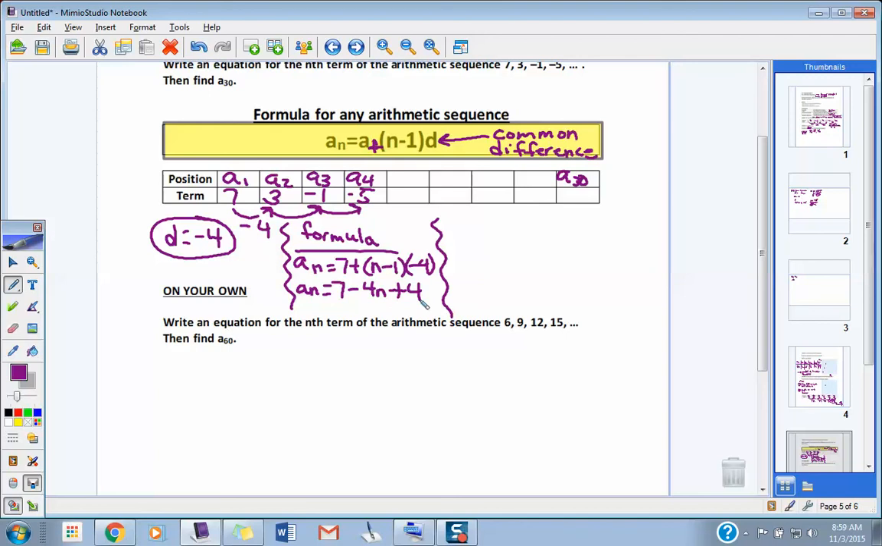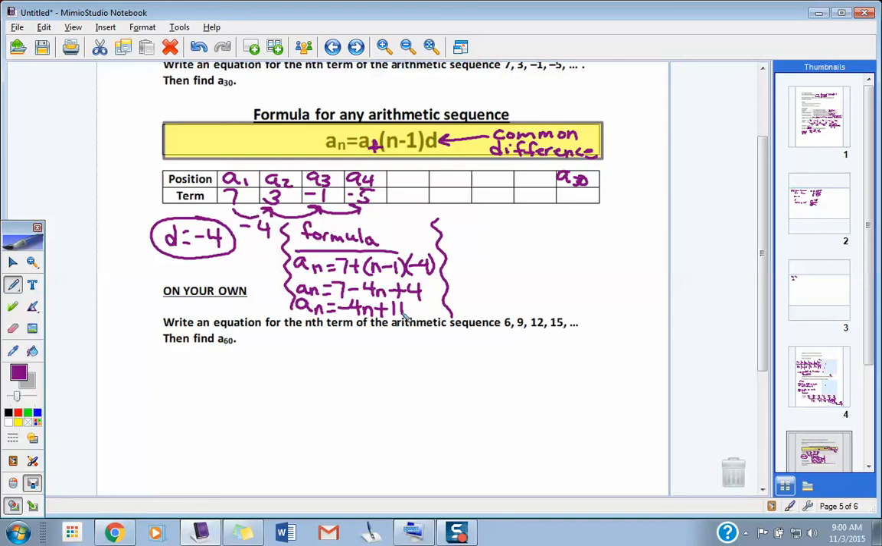All right, looking at what A of n is equal to, how about the positive 7 and the positive 4? What could you choose to do there? Couldn't I add the 7 and the 4 right here, combine like terms, kiddos? So finally we end up with a formula for the nth term. It's equal to negative 4n plus, what's 7 and 4 make? 11.